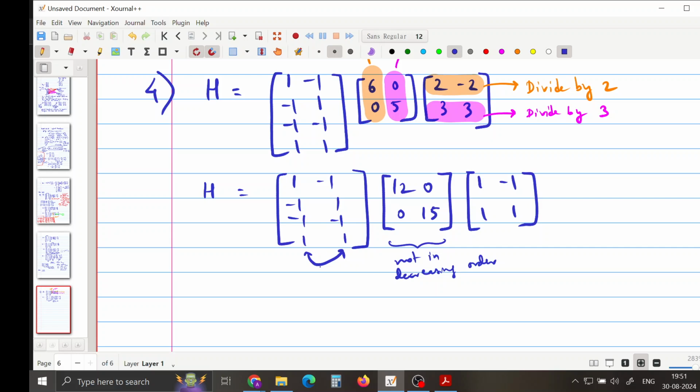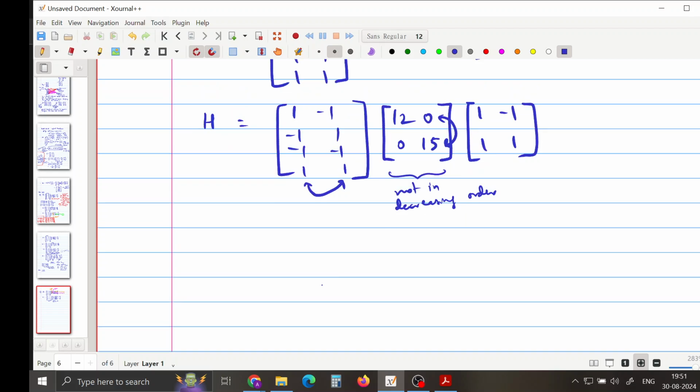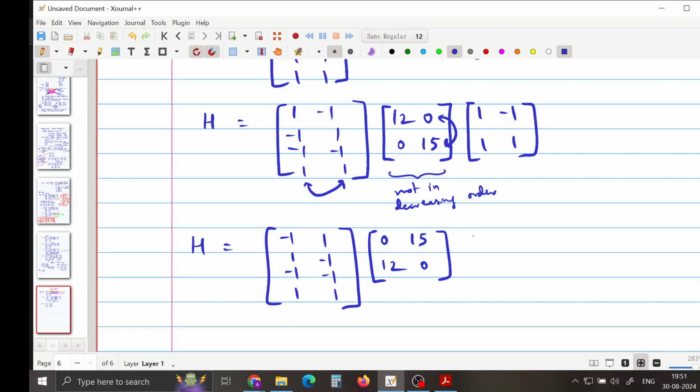So now I am doing the column swap for this first matrix, and for that I have to swap the rows for this second matrix. Doing that, I'll have this, and this becomes this. Okay.